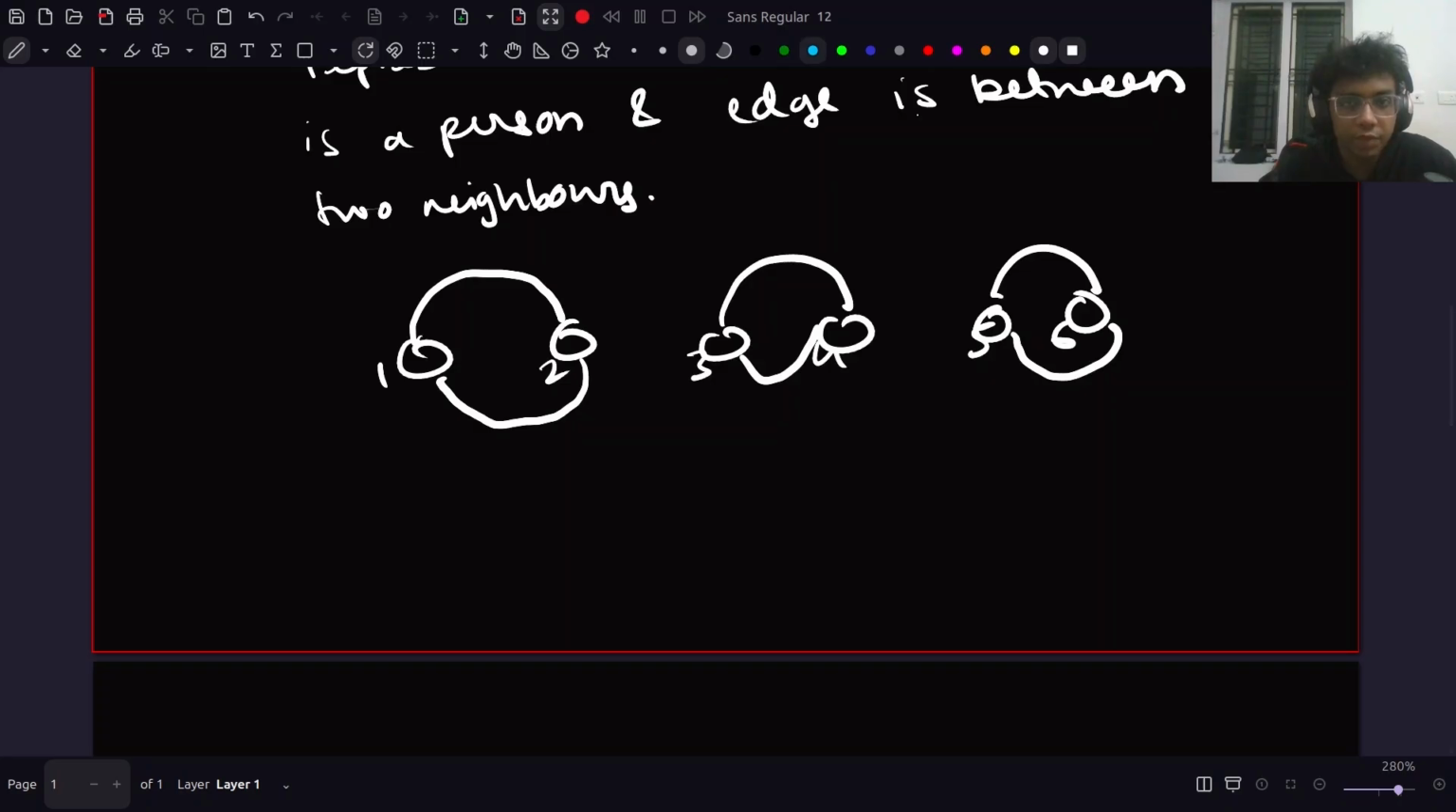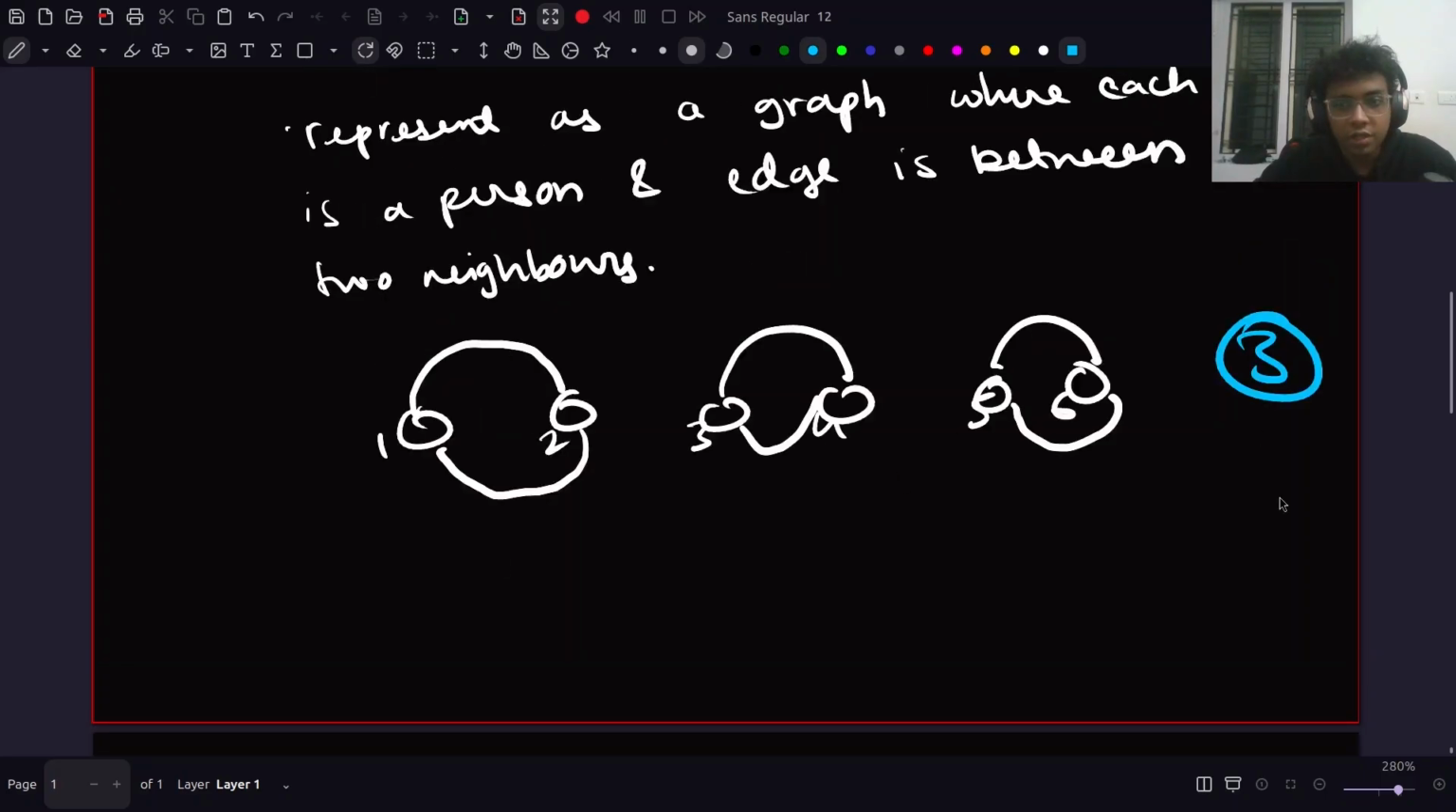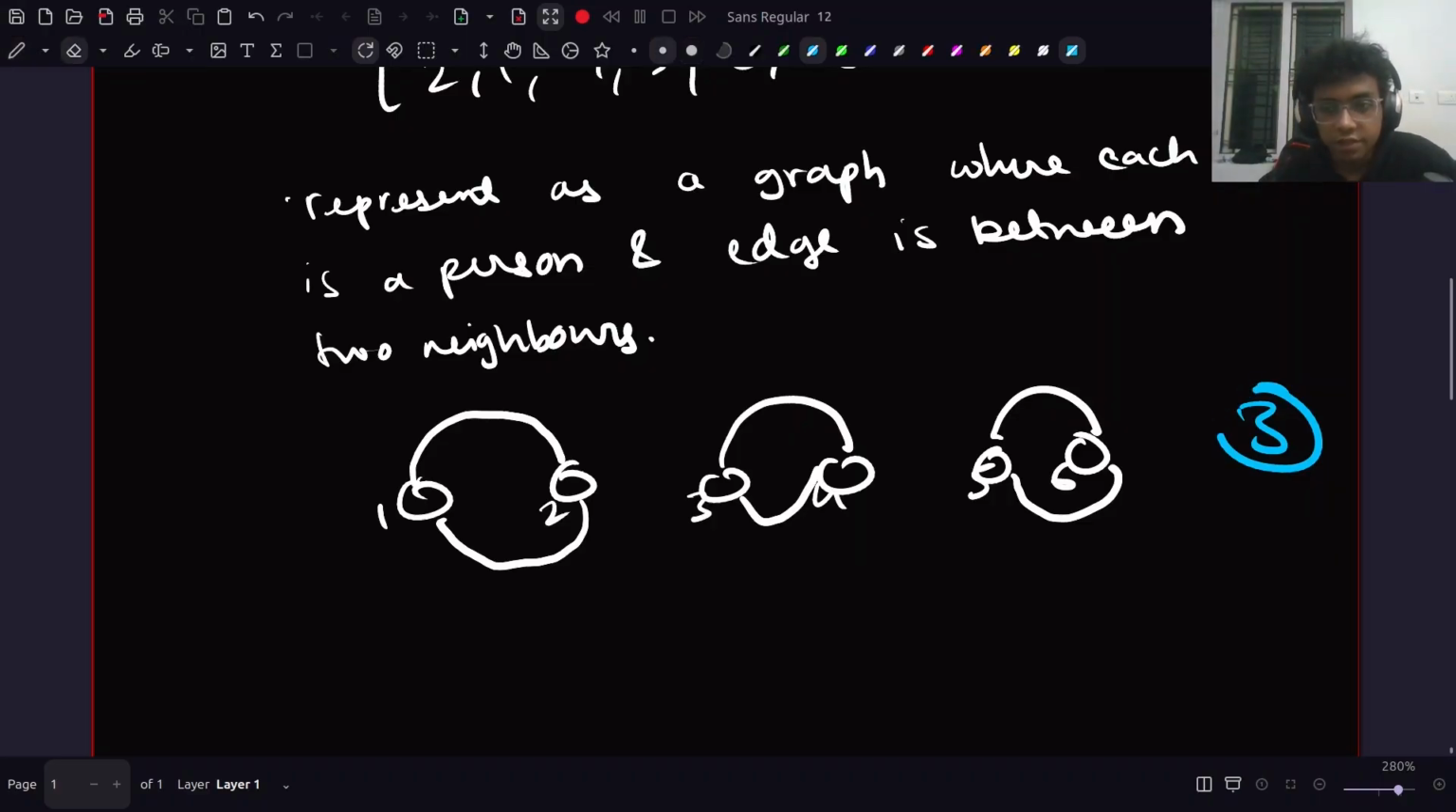Obviously the maximum number becomes evident, since we can take these two people as a pair, these two as a pair, and these two as a pair, and we get the maximum answer of 3. So the maximum part makes sense. The maximum is 3. How do we pair them up such that we have the minimum answer?